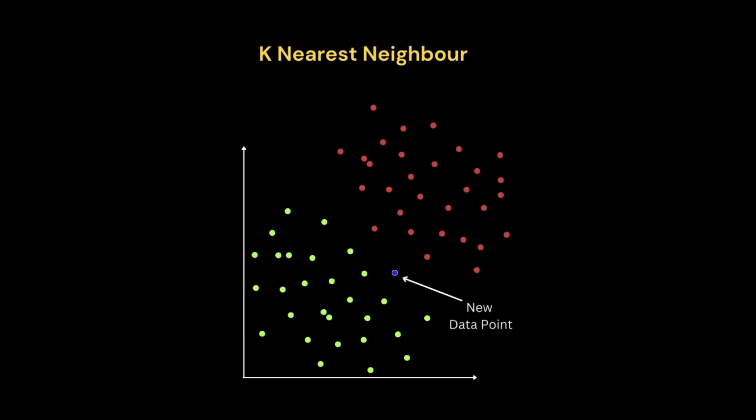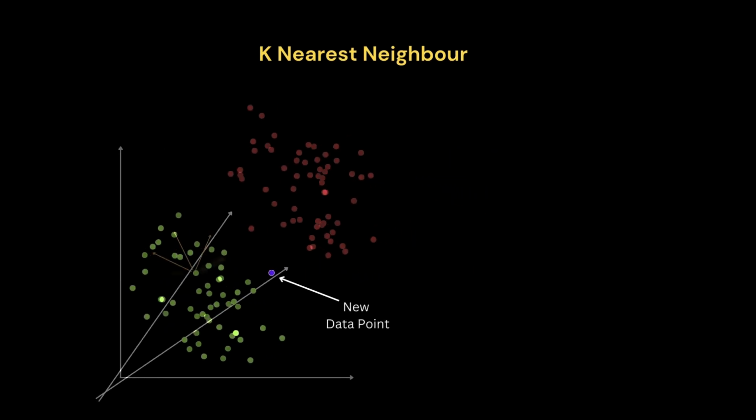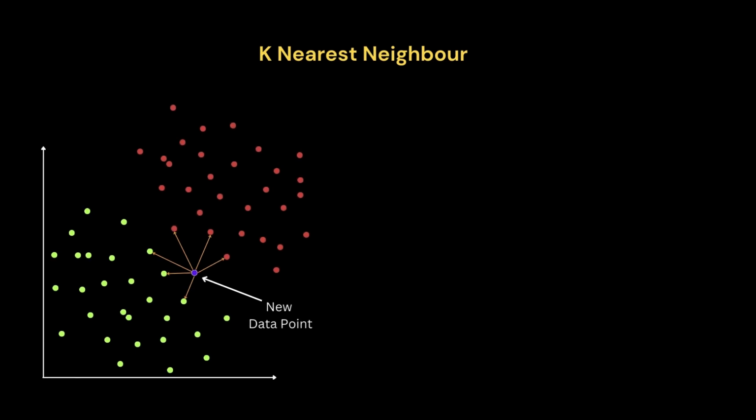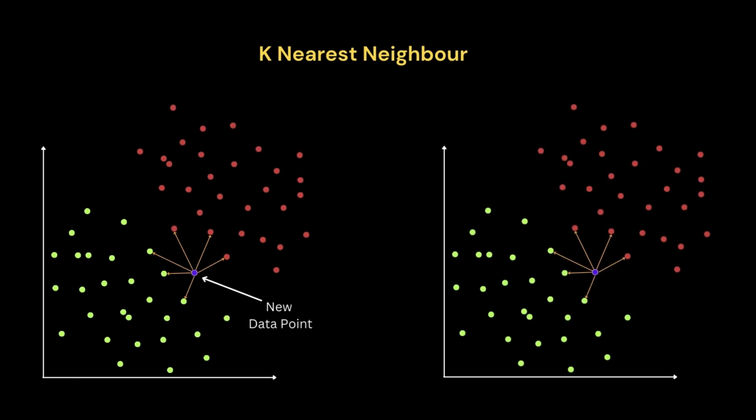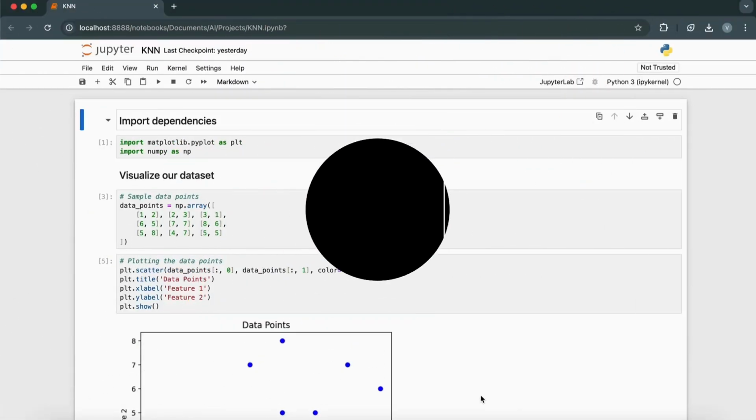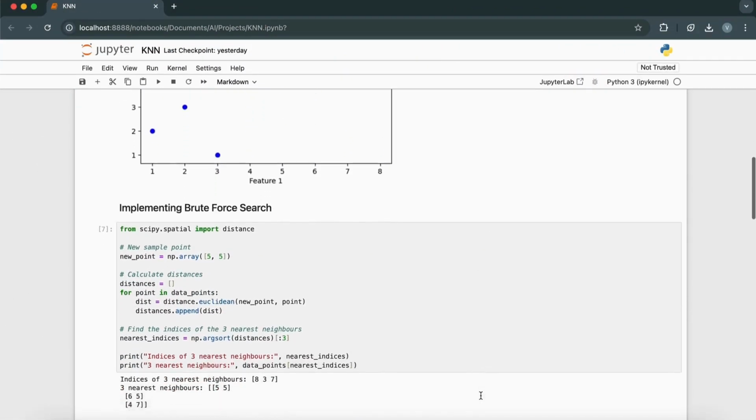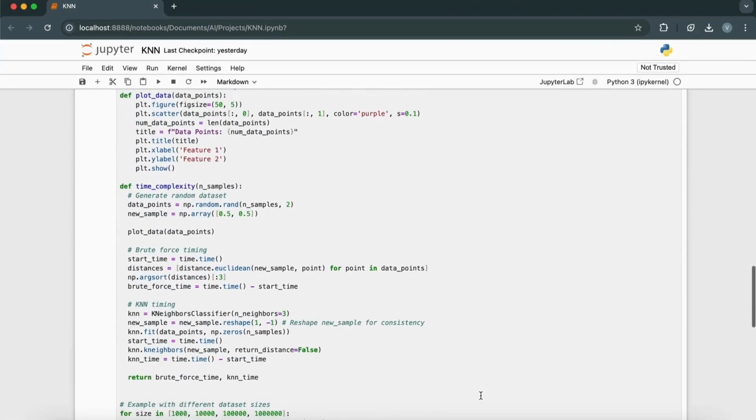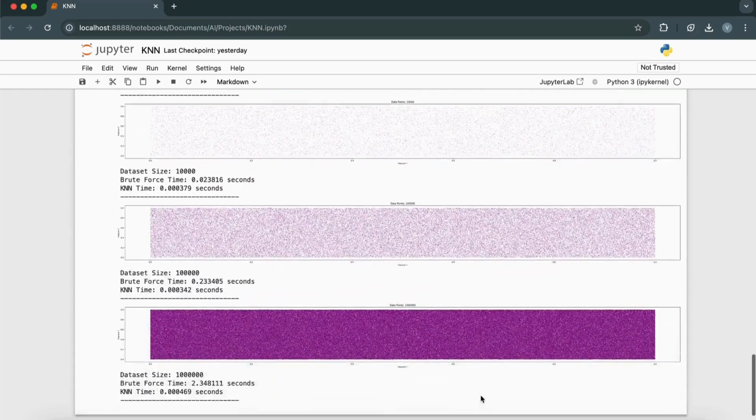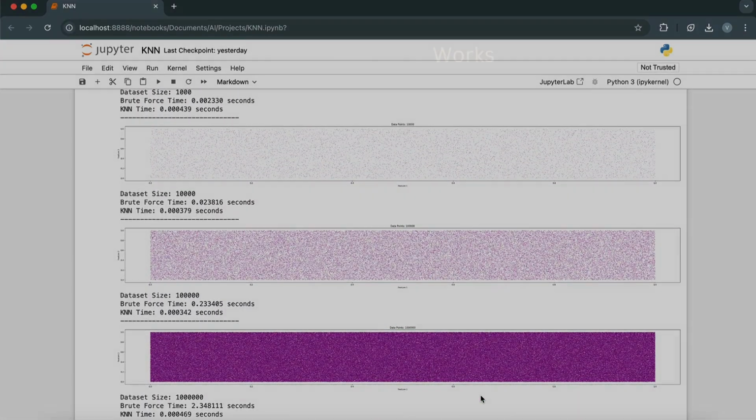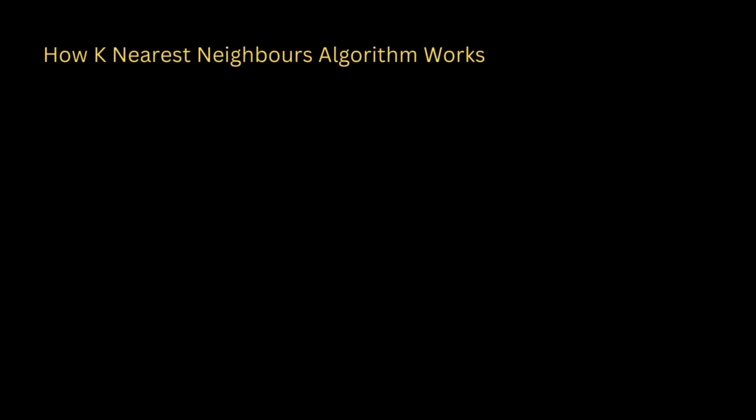Today, we're diving deep into one of the fundamental algorithms in machine learning, K Nearest Neighbours, or KNN. This algorithm is a cornerstone in data science, particularly when it comes to classification and regression tasks. By the end of this video, you'll understand how KNN works, see it in action with some example code, and grasp the differences between the brute force approach and an optimized KNN search.